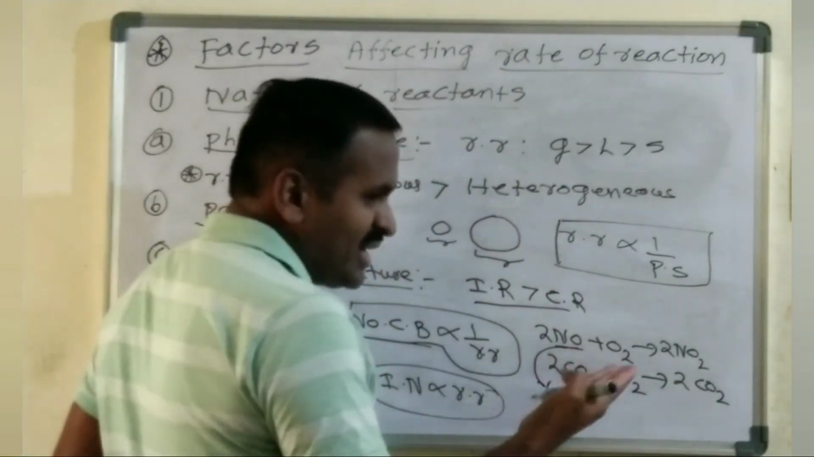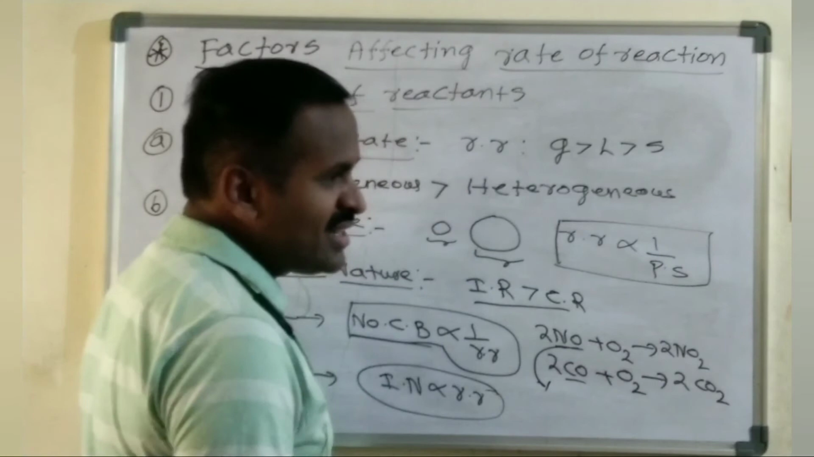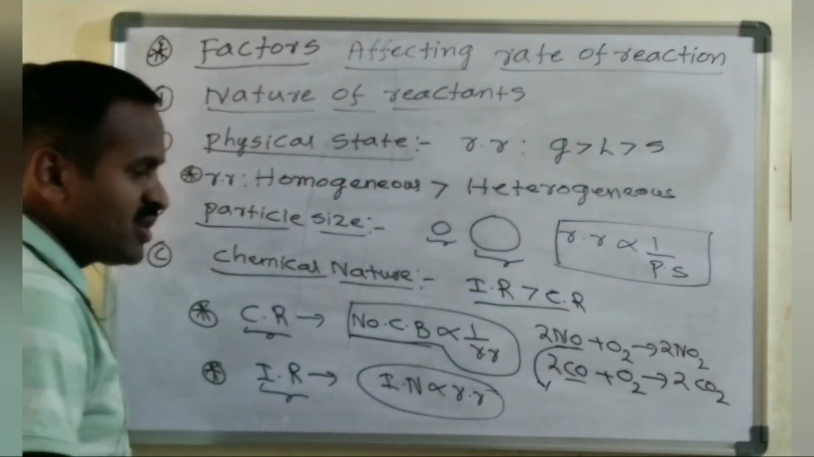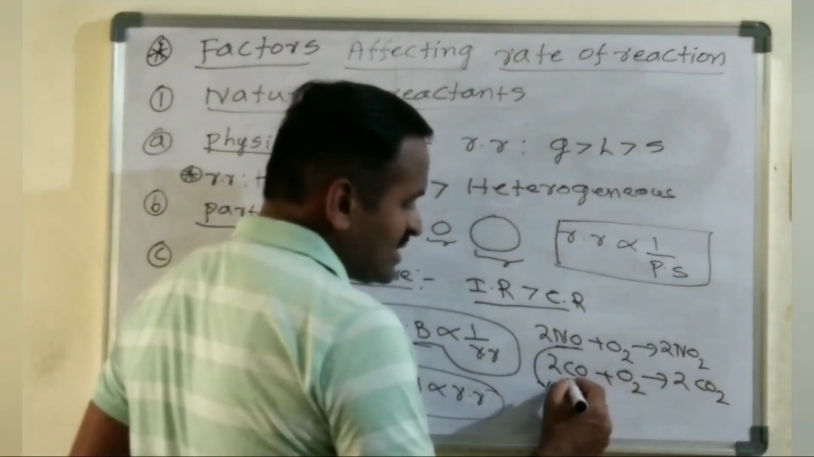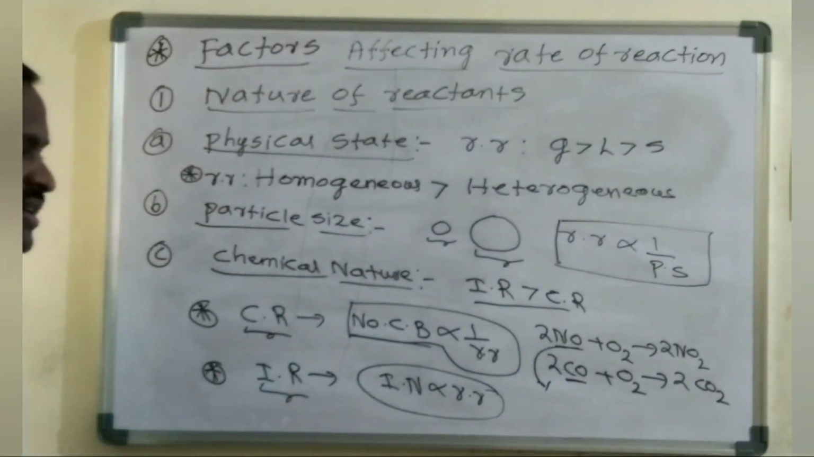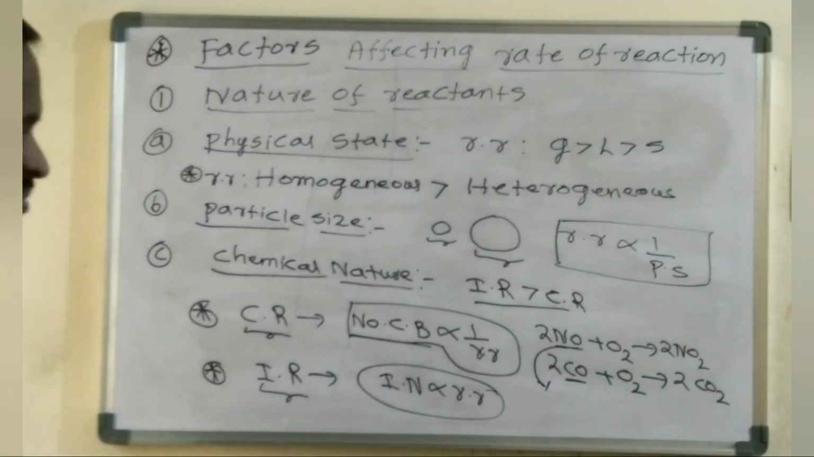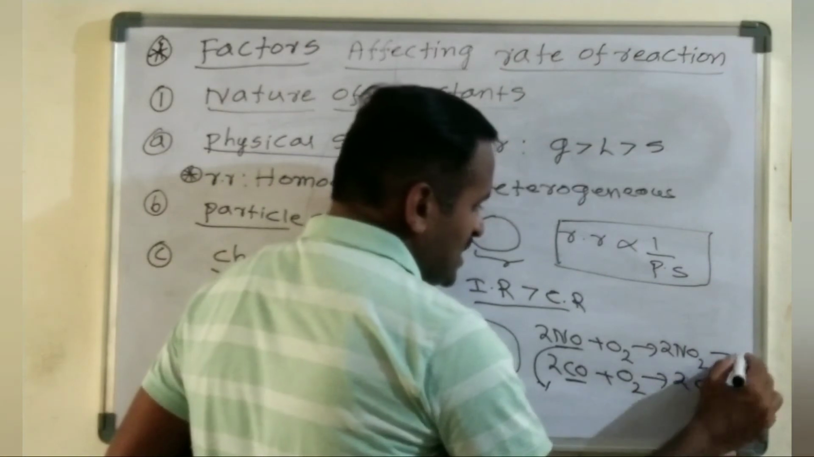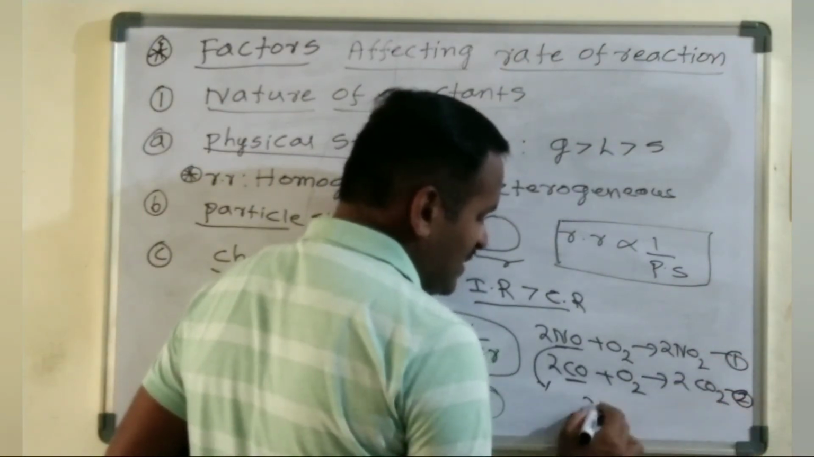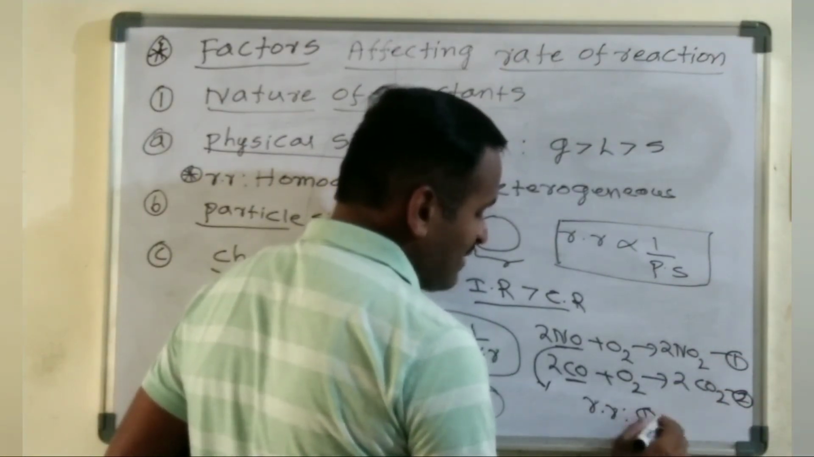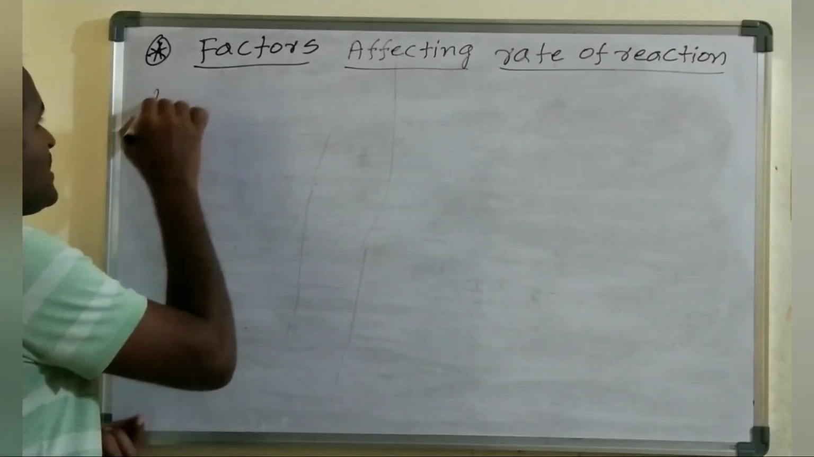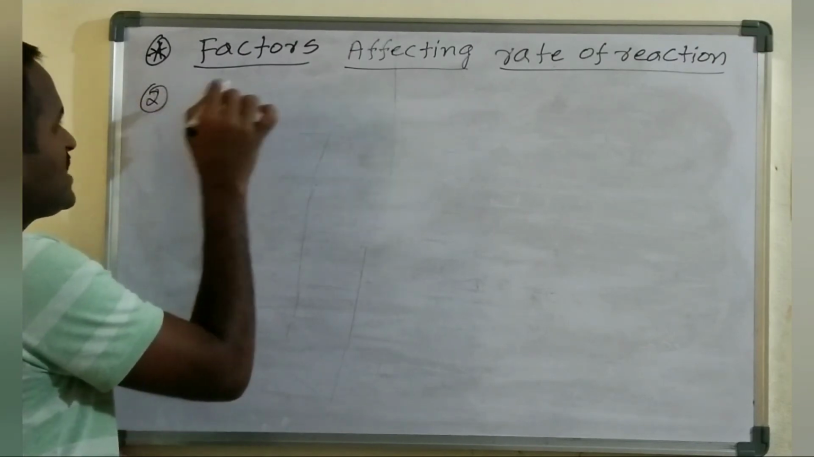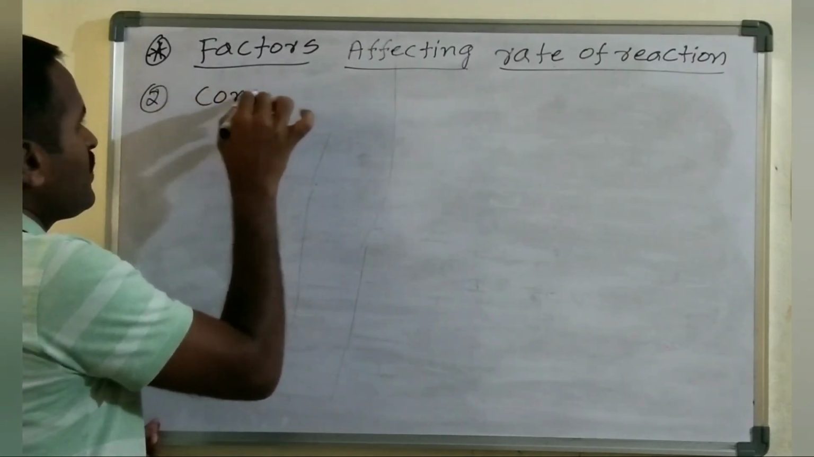If the bond nature is weak, obviously we can break it easily, and the rate of reaction is going to be more. Whereas in the case of CO, we need to break three bonds again, and its rate of reaction is going to be less. Suppose this is equation 1 and 2; equation 1 has the higher rate of reaction than 2. Okay, so the second factor that will affect the rate of the reaction is concentration.